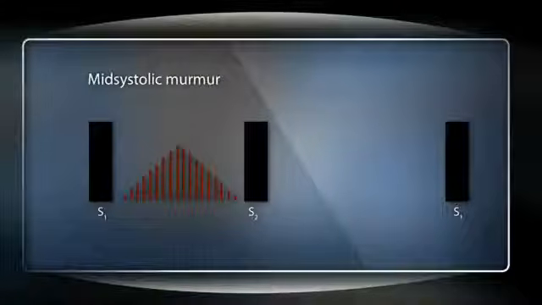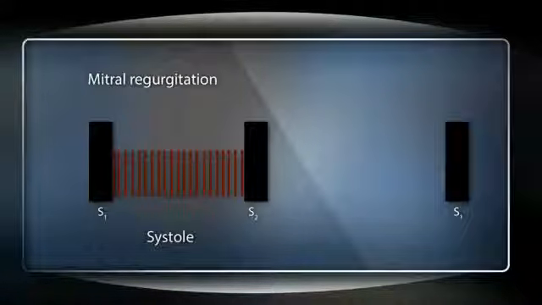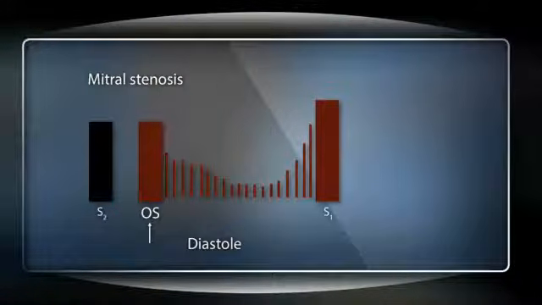On the other hand, a pansystolic murmur heard in mitral regurgitation, starts with S1 and stops at S2 without a gap between murmur and heart sounds. A mid-diastolic murmur, as in mitral stenosis, starts a short time after S2 and may follow an opening snap.